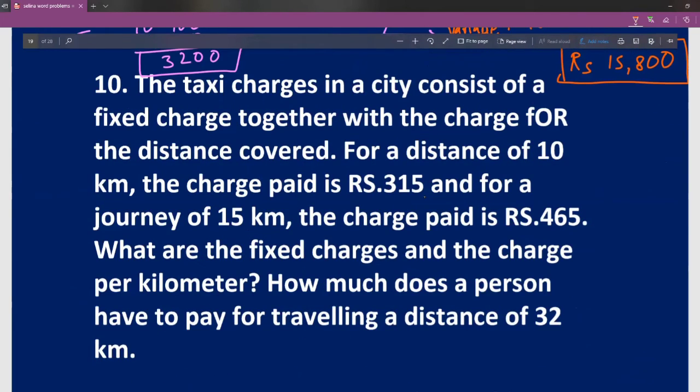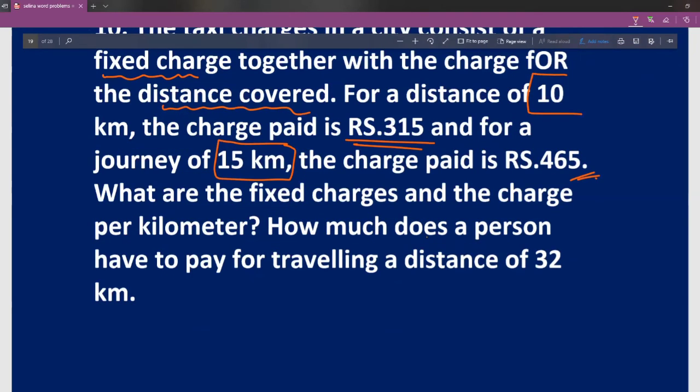Okay, let's move on to the next question. A taxi charges in a city consist of fixed charges together with a charge for distance covered. For a distance of 10 km, the charge paid is rupees 315, and for a journey of 15 kilometers, the charge paid is rupees 465. What are the fixed charges and the charge per kilometer?